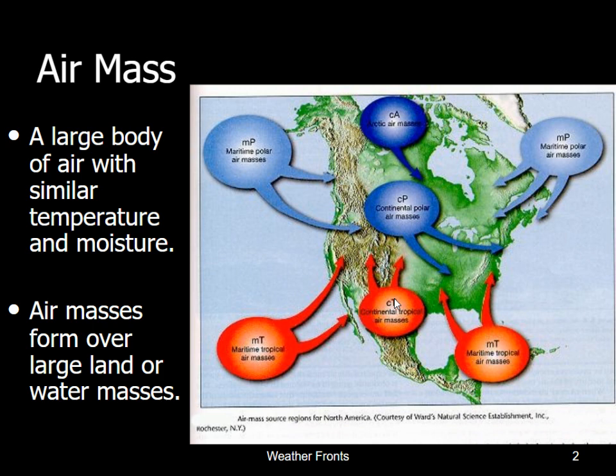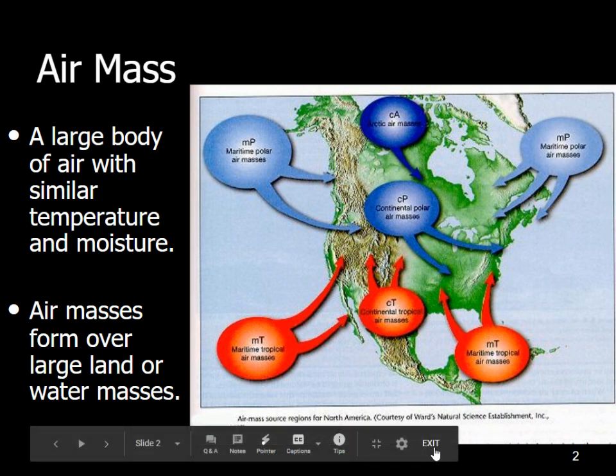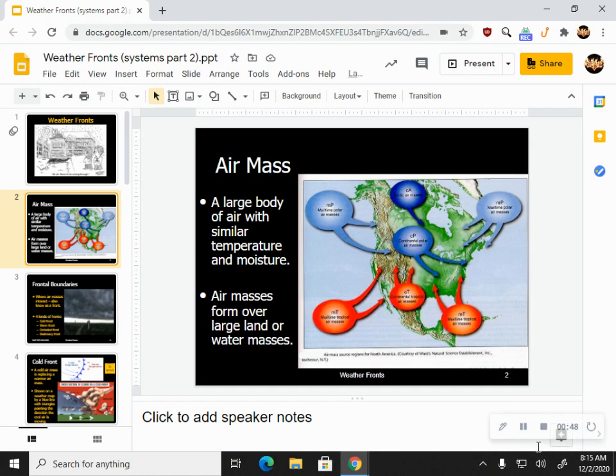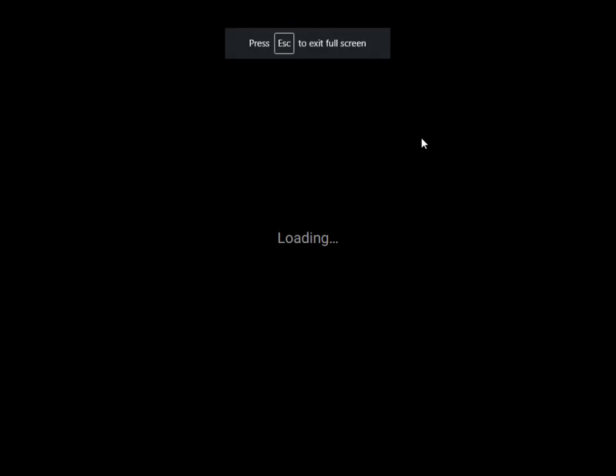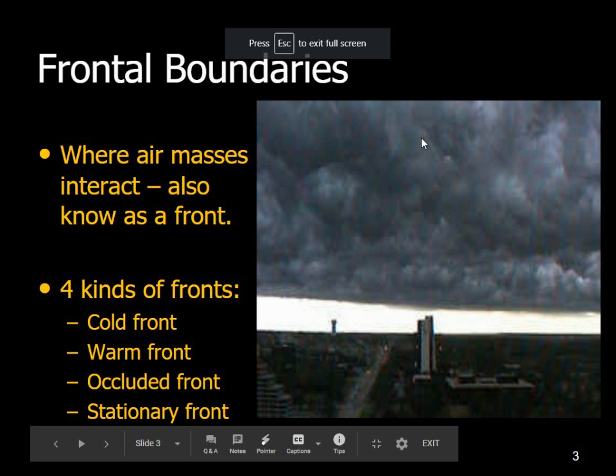So your air masses are your large bodies of similar temperature and moisture. If you look at what we talked about in your WebQuest and the first Ed Puzzle, we went over a lot of these air masses. Now, it is important to know what the air masses are bringing in, because if you don't understand that, you can't necessarily follow the fronts. Okay, so we're talking about air masses. Sorry, I got a little sidetracked.